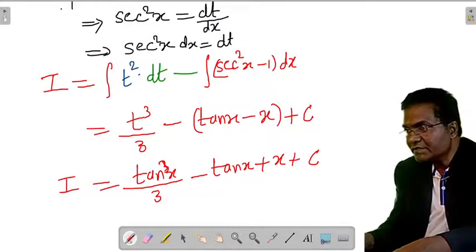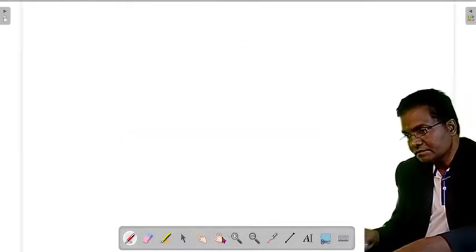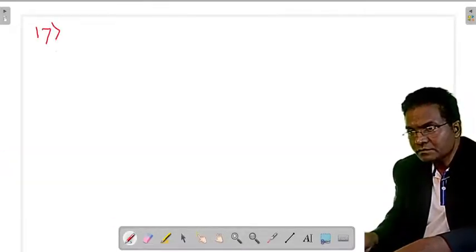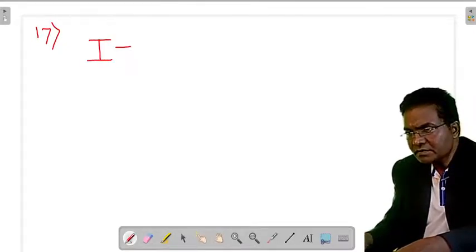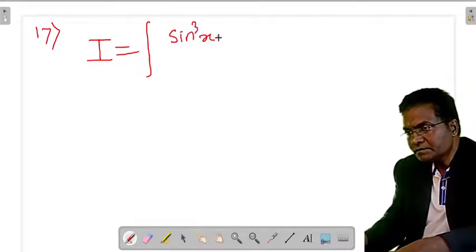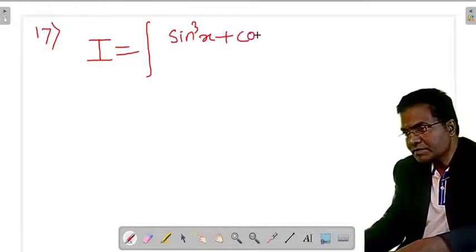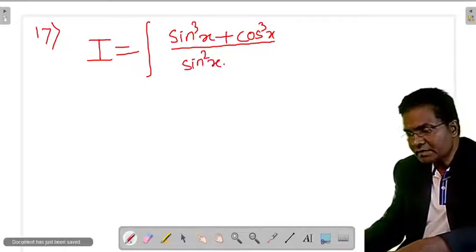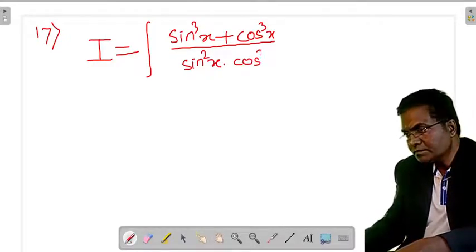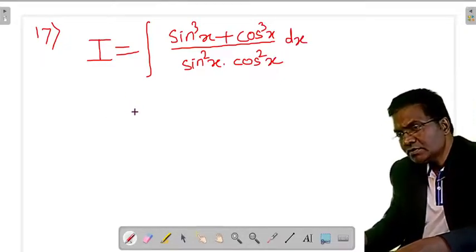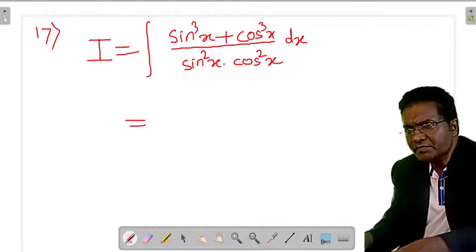Let's have question number 17. Integrate sine cube x plus cos cube x divided by sine square x into cos square x dx. Okay, so this gives you, separate the terms first.